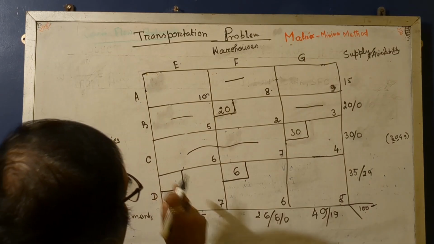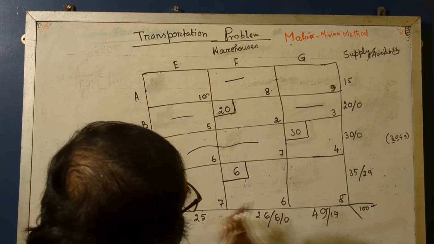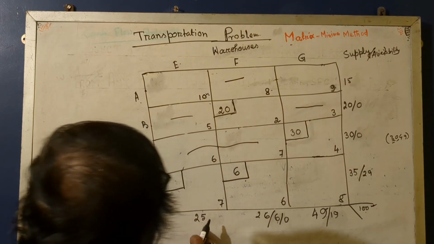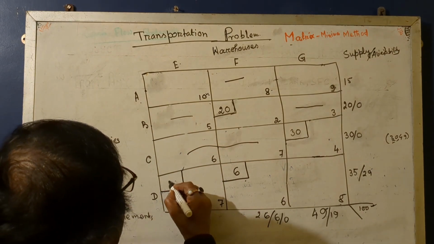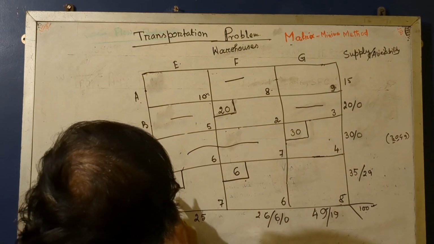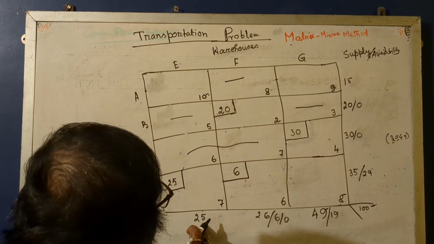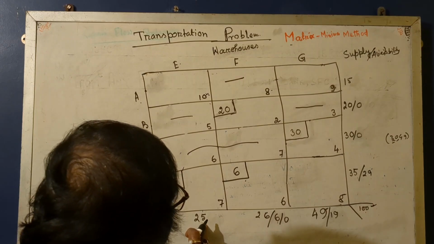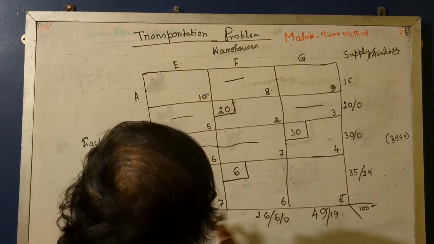What amount will we put here? 25 and 29. Out of this, you can allocate the minimum one, say in this case 25. You cannot allocate 26 here because the requirement is 25. It is not possible in that way.